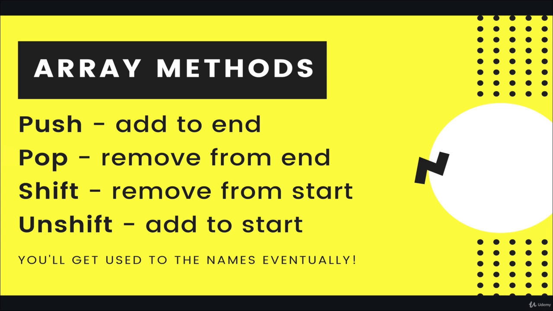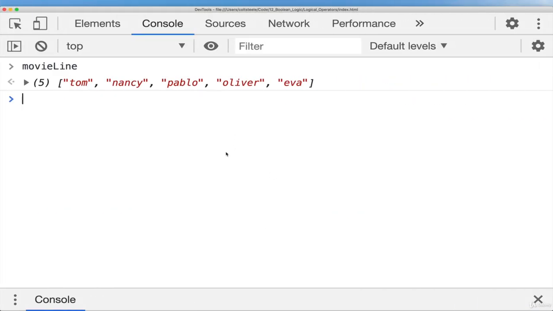Anyway, these names, push, pop, shift, and unshift, again, they come from other computer science structures, stacks and queues. We don't really need to concern ourselves with them, but that's where it comes from if you're wondering why it's called shift and unshift. So let's take a look at them. Let's start with shift. Shift removes from the beginning of an array. So it's like pop, but it removes from the beginning.